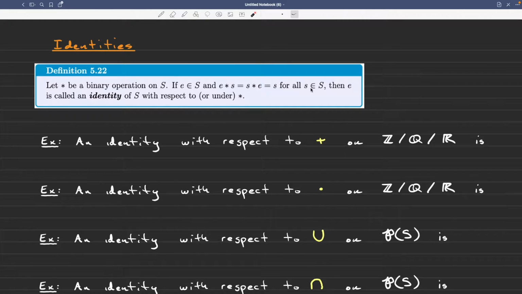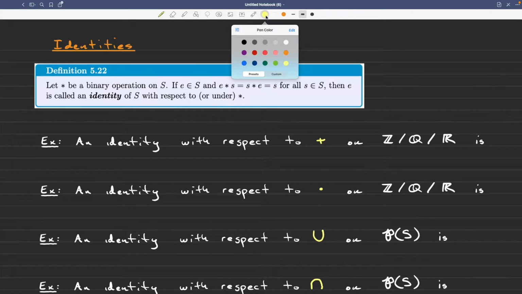So E is kind of like multiplying by 1, right? Like when you multiply by 1, if you do 1 times x, you get x, or if you do x times 1, you get x. So E is kind of like multiplying by 1. So let's see a few examples.